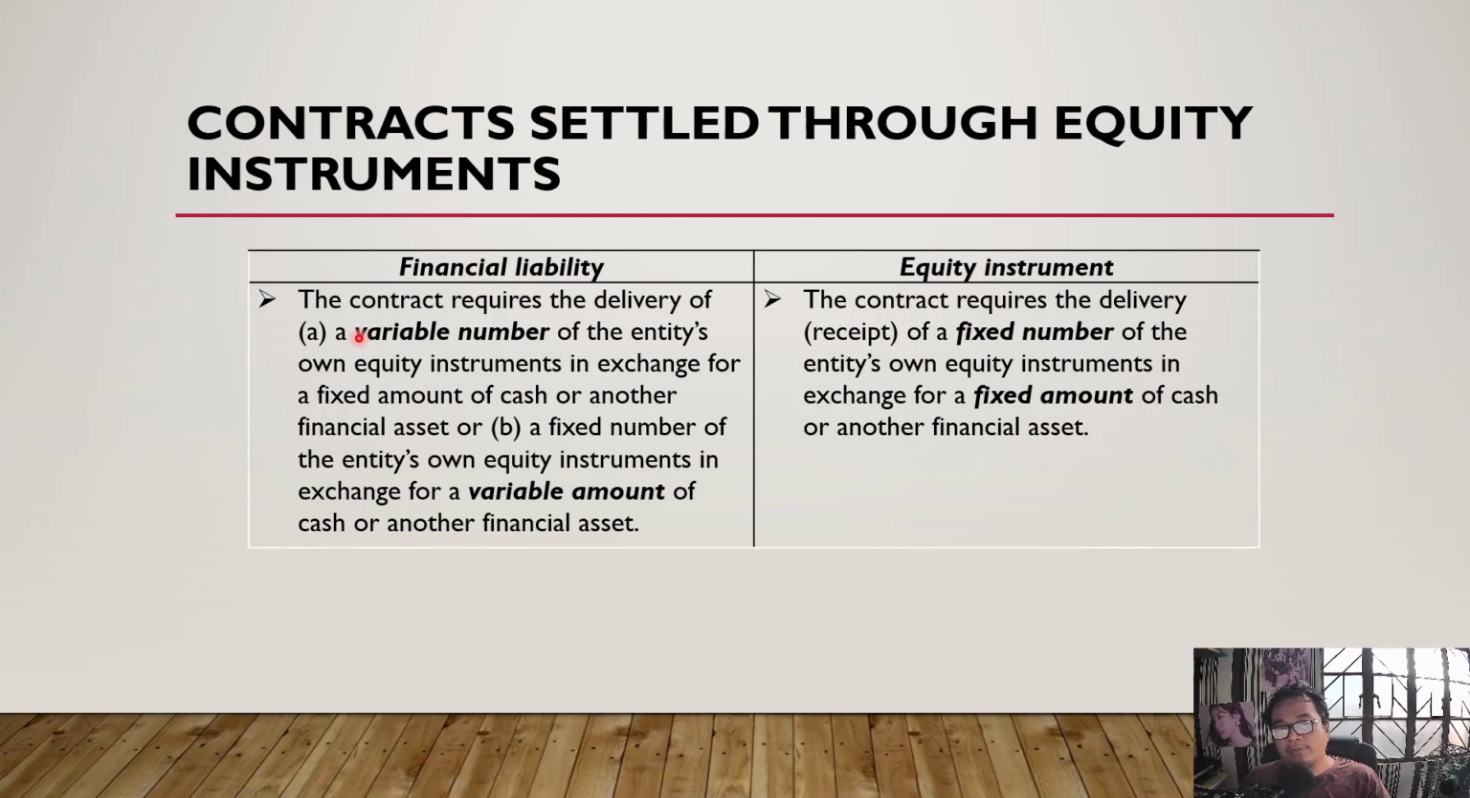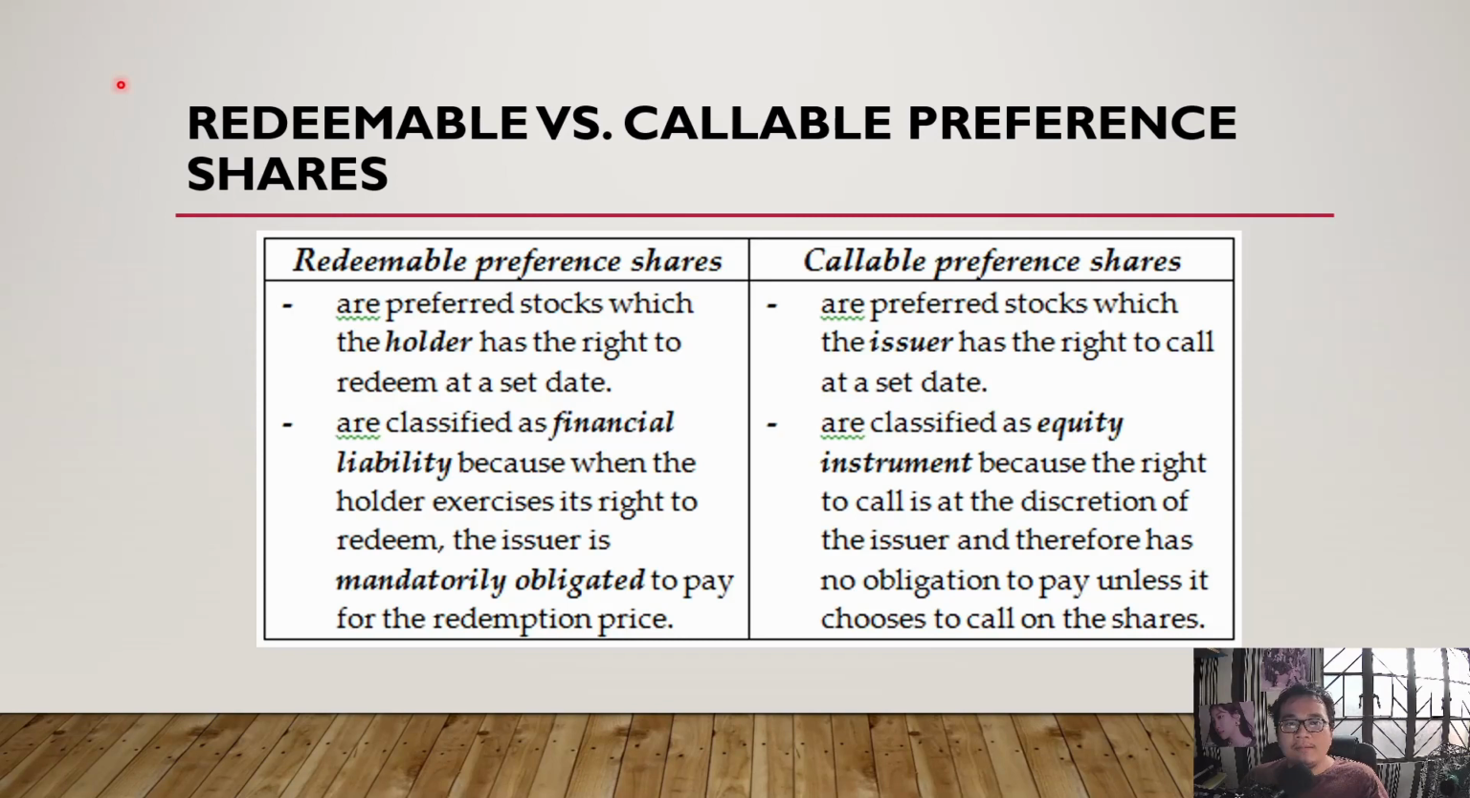So, pagdating sa financial liability, the contract requires the delivery of first, A, a variable number of the entity's own equity instruments in exchange, blah, blah, blah. Basahan nyo na lang to, equity instrument. Kasi mas maintindihan nyo ito sa pag-discuss na nyo na in-depth yung PFRS 9. So, PFRS 9, tamang pagkakalala ko, intermediate accounting part 2 yan sa equity portion, PFRS 9. Ito na, redeemable and callable preference share.